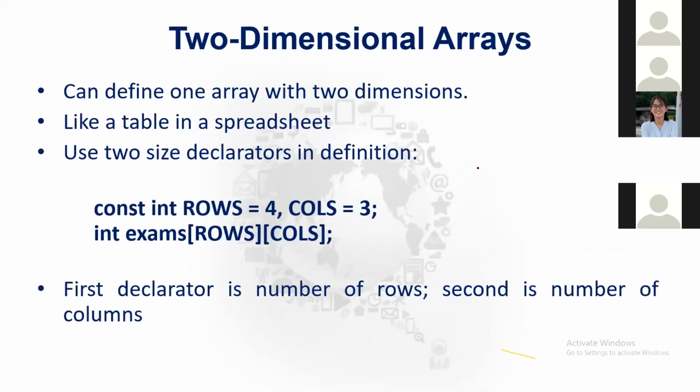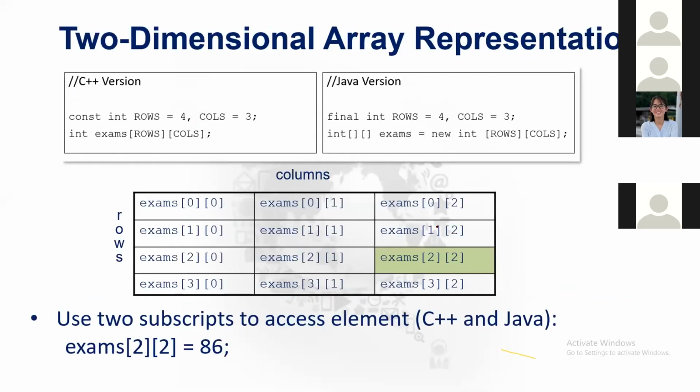Next is the two-dimensional arrays. A two-dimensional array is like a table. You know about tables, right? So how do you make the array look like a table? You have these two square brackets. One is the rows and the other is the column. The first one always represents the rows and the second one always represents the columns. So how does it look if we have 4 rows and 3 columns? It's going to look something like this.